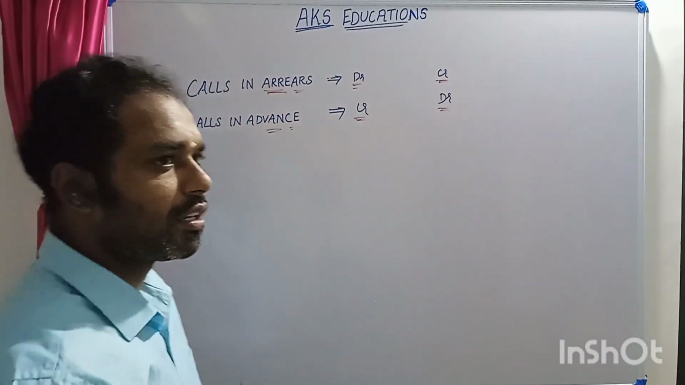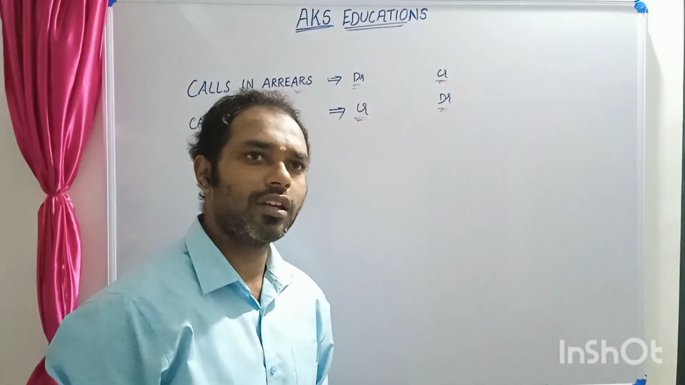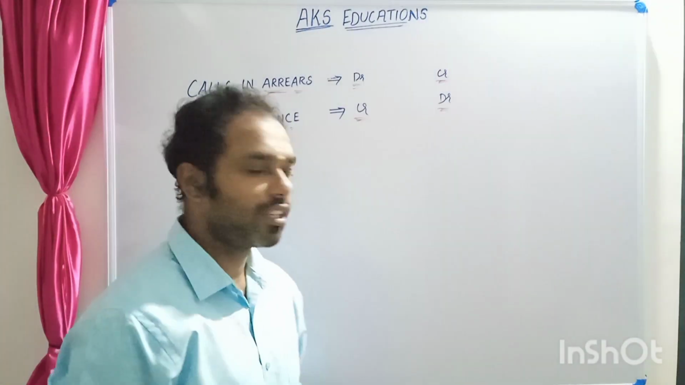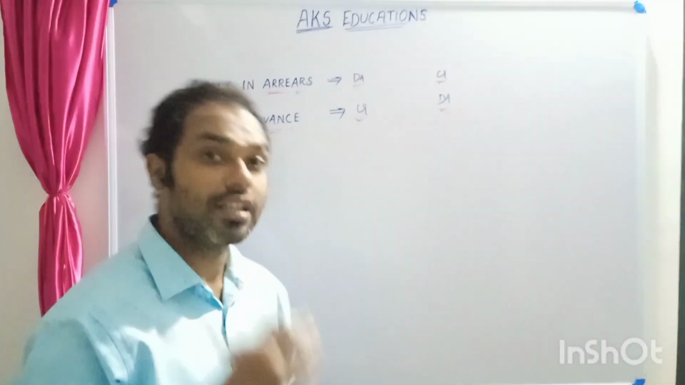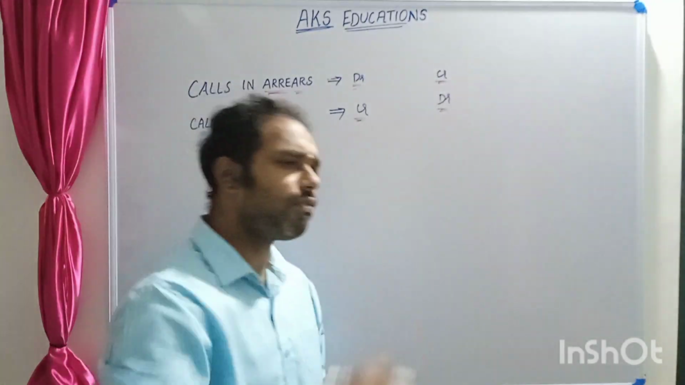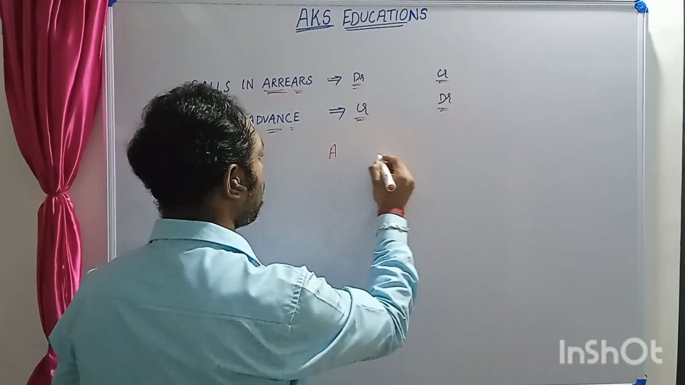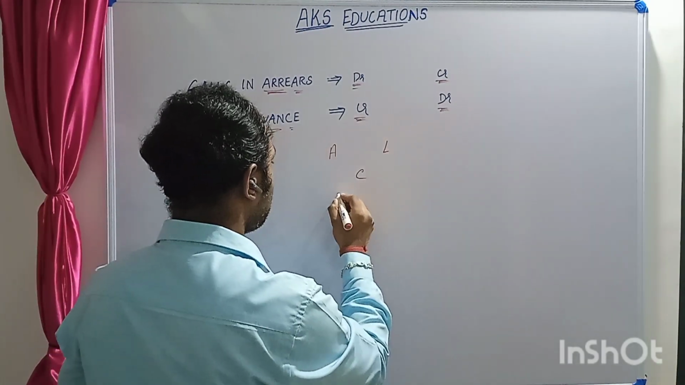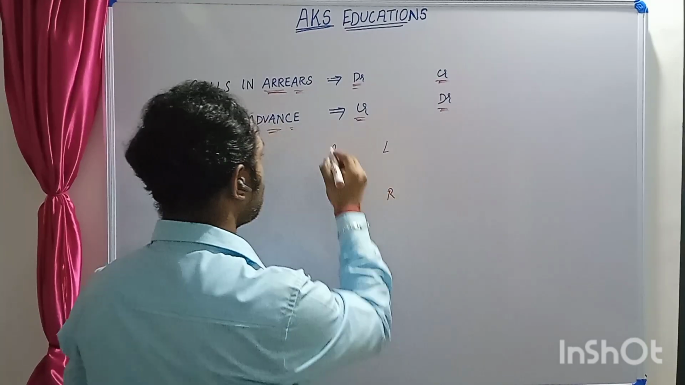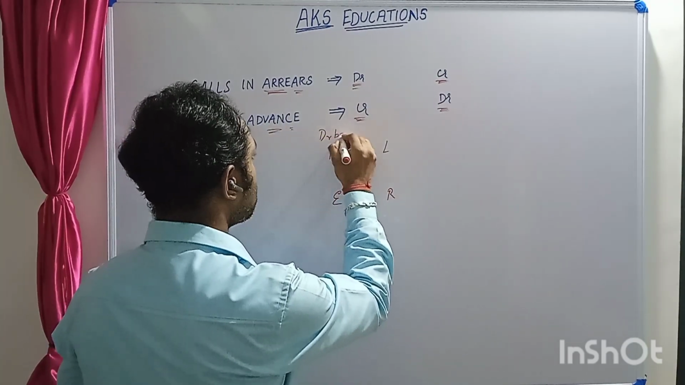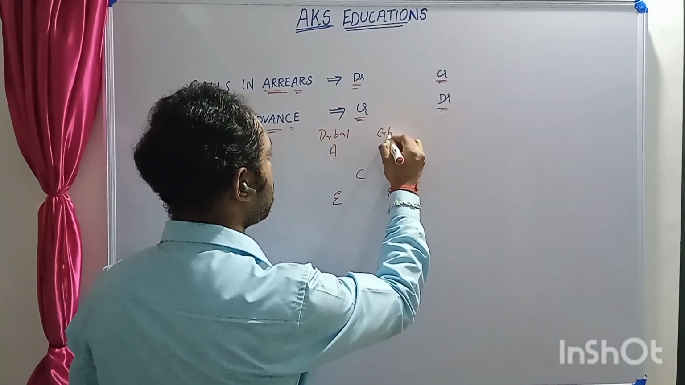So what is this calls in arrears? Calls in arrears is nothing but an asset for the company. Calls in advance is a liability for the company. So how do you find this out? It's a simple thing. We put it as ALCER. So this is debit balance and this is credit balance.